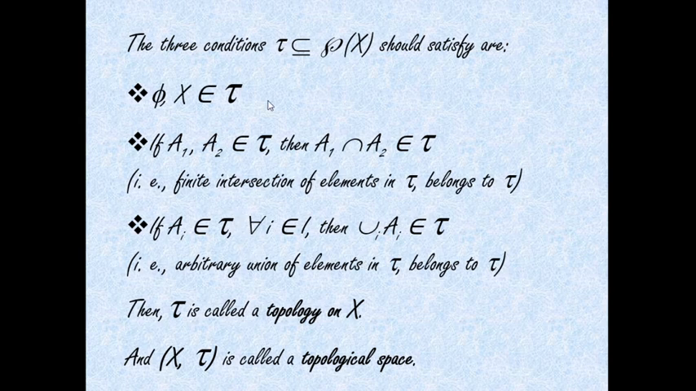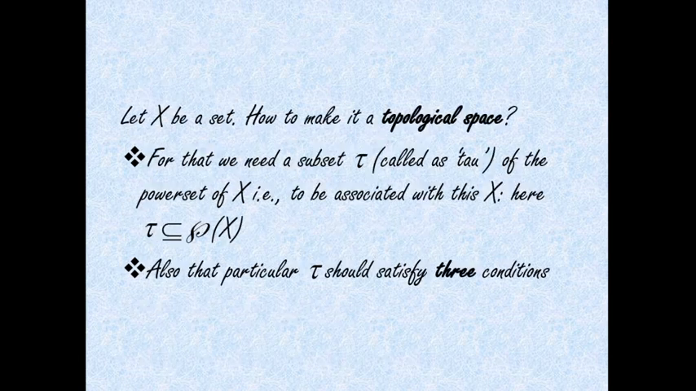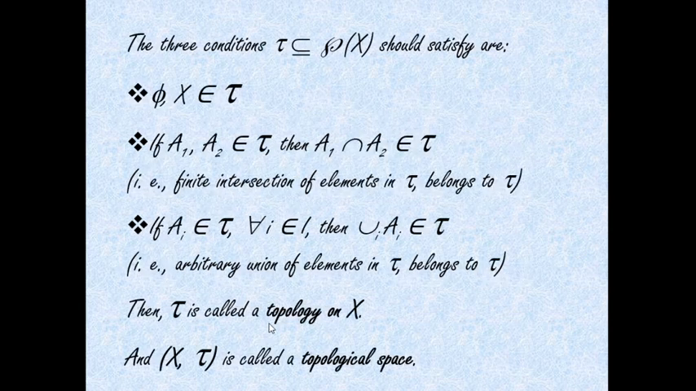So if the tau we are talking about satisfies these three conditions, we call tau a topology on X. And the ordered pair X together with this tau is called a topological space. So what did we do now? We had a set with us and we introduced a tau, which is a subset of the power set of X, which satisfies three conditions. And if it satisfies those three conditions, tau is called a topology on X, and X together with this tau as an ordered pair is called a topological space. So let's see some examples related to this.